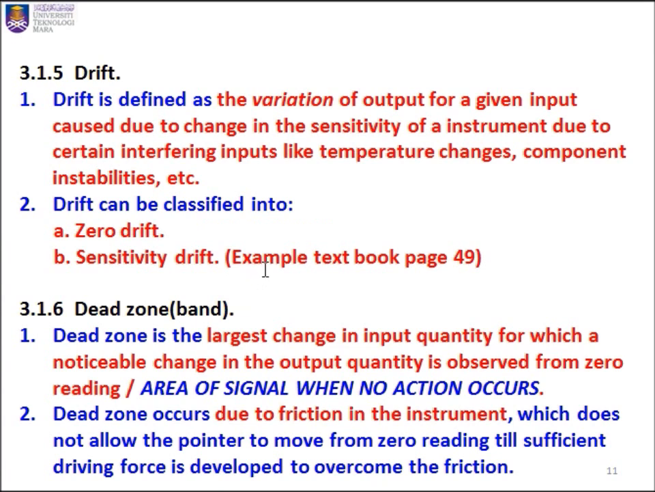Next is dead zone. Dead zone is the largest change in input quantity for which a noticeable change in the output quantity is observed from zero reading, or area of signal when no action occurs. Dead zone occurs due to friction of the instrument, which does not allow the pointer to move from zero reading till sufficient driving force is developed to overcome the friction. So the keyword is the friction.